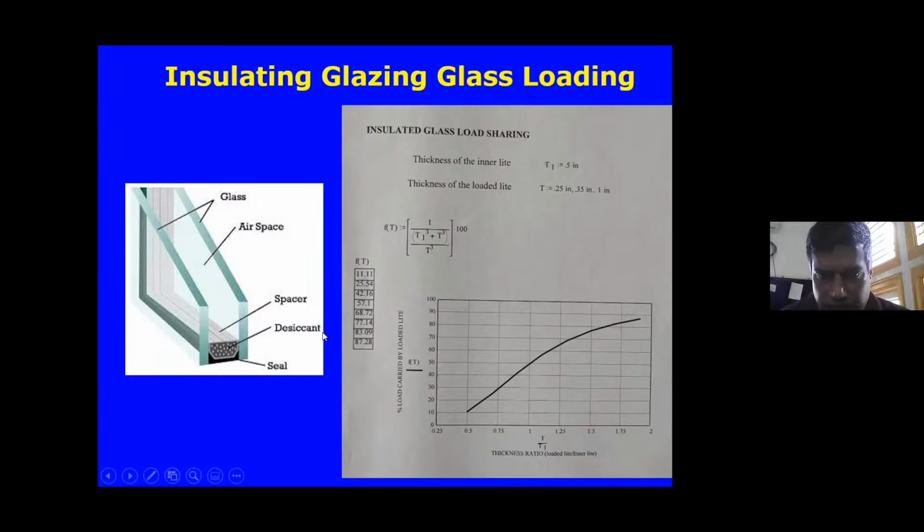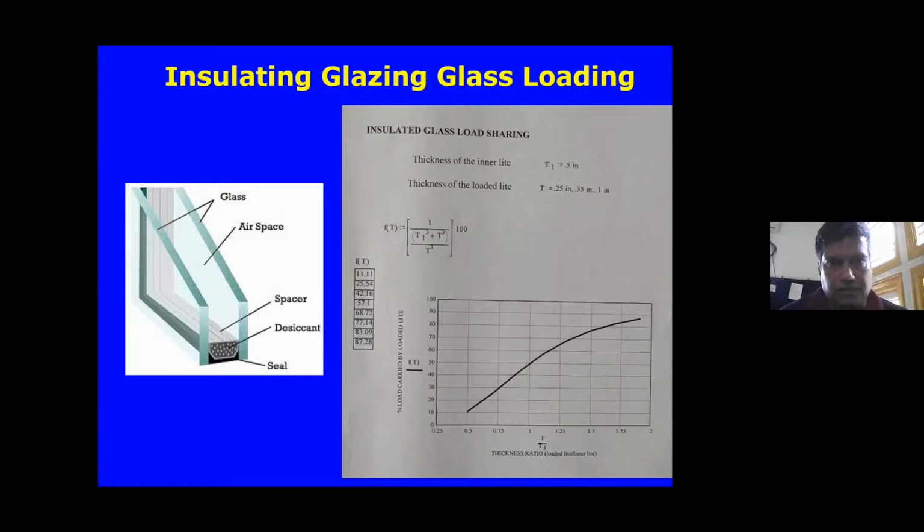So if it's 50-50, it goes here, and if you have a 0.5 mm front glass and a 1 inch back glass, you probably get a ratio of about 70% taken by the back glass and only 30% by the front glass. This is one of the load sharing concepts, very important, that all glass designers should know when designing insulated glass units.